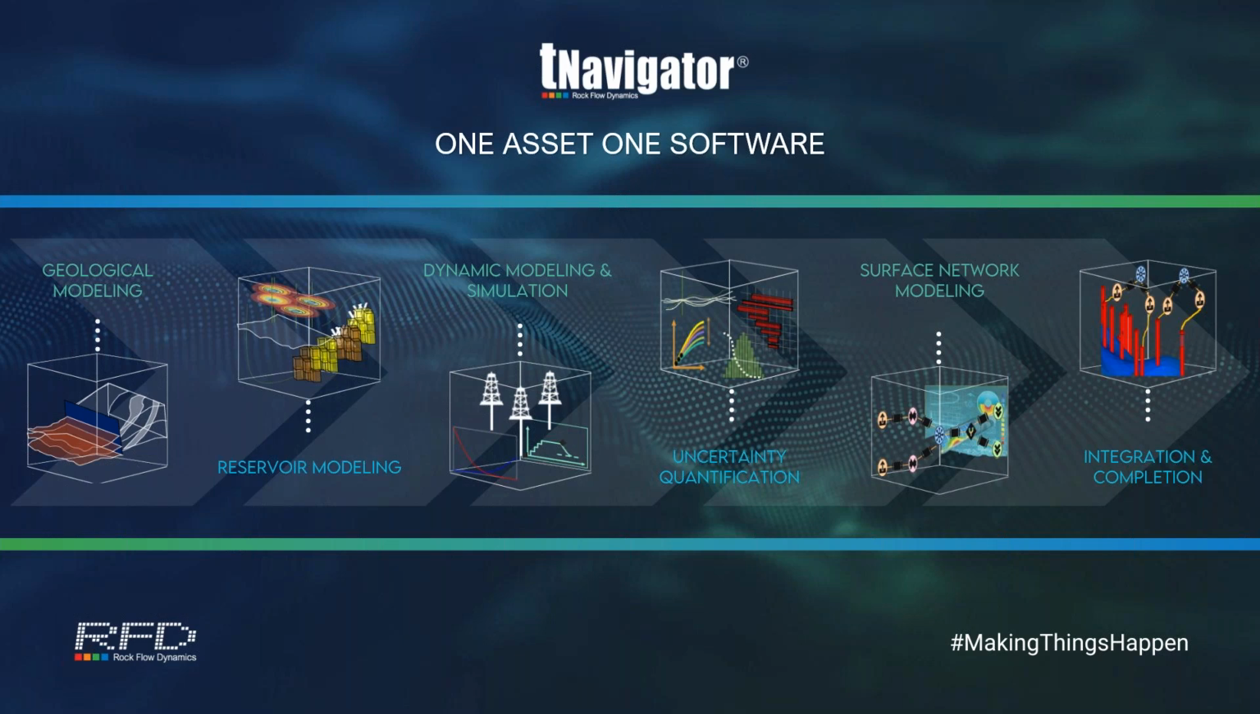So today we'll be talking about tNavigator and how we can use this to better model our CCS projects, in particular looking at modeling probabilistic migration pathways for plumes. So if you didn't know, tNav is a fully integrated software package which allows us to do everything from our static modeling to our dynamic modeling, as well as surface network modeling. This is all housed within one package. It's using the same code so it can speak to itself seamlessly, which means integrated teams can work together in one interface.